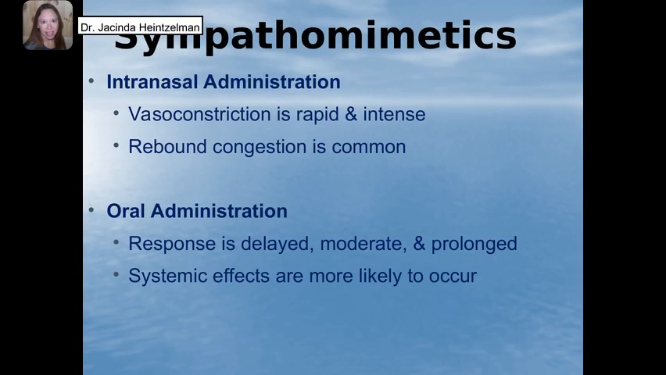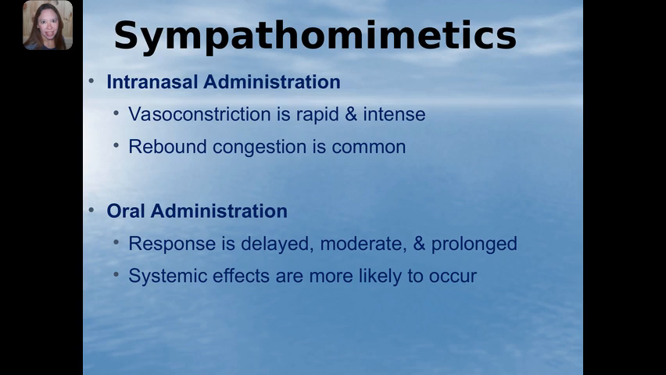The sympathomimetics that we're using for allergic rhinitis can be administered either intranasally or orally. When it comes to the intranasal medications, the vasoconstriction that is happening in those blood vessels is really going to be rapid and intense because we're giving the medication directly to where we want it to start working. Well, then it can lead to a side effect. If the patient uses the sympathomimetic too long, it can actually lead to what's called rebound congestion, where now the congestion is happening all over again, but now it's a side effect of the medication.